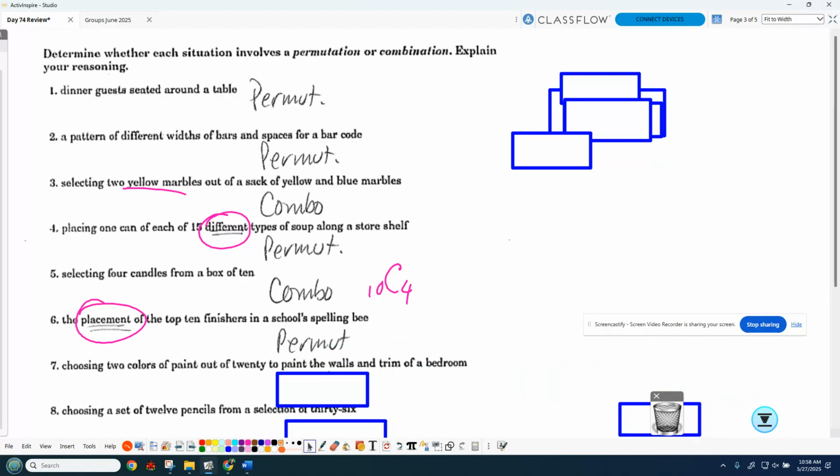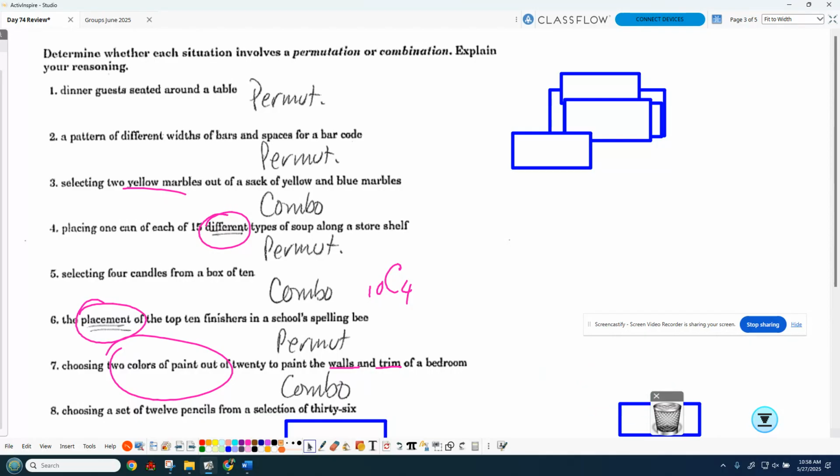Bella, how about 7? Choosing 2 colors of paint out of 20 to paint the walls and trim of the bedroom. I like the combination. I would say combination. 3rd period said, well, what if it doesn't matter that the first one you choose is for the walls and the second one is for the trim. They read this as order mattering. I agree with you. To me, I'm picking 2 out of 20. I can change it up and say this one's gonna be the wall and that one's the trim, and then switch it, like I can do whatever I want. It's just these 2 are the colors, so I see that as a combination.